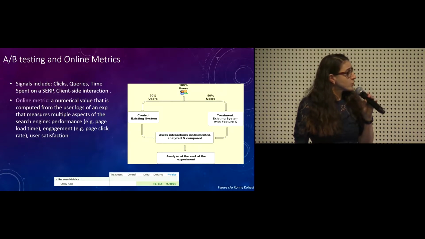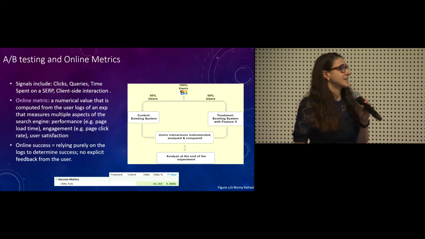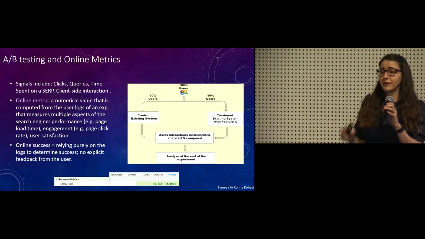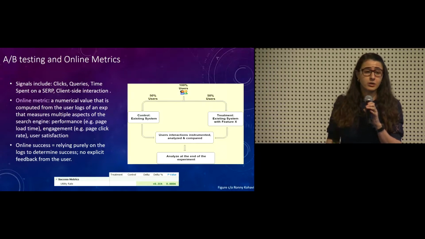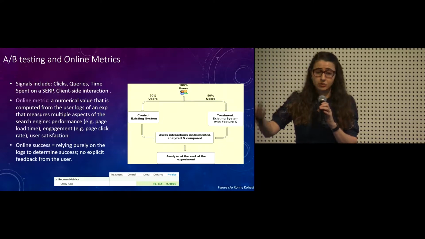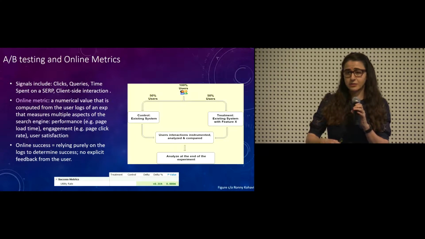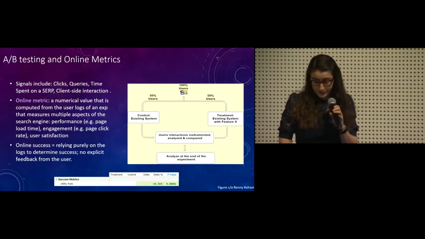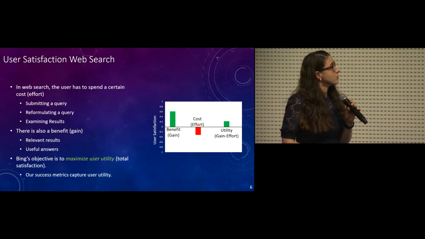In particular, what we really want to measure is online success. What we're trying to measure here is a user satisfaction measure that relies purely on the online logs. There's no feedback from the user. The user is just interacting with the search engine. We collect the signals, and we want to quantify the user satisfaction with the system. So how do we do that?